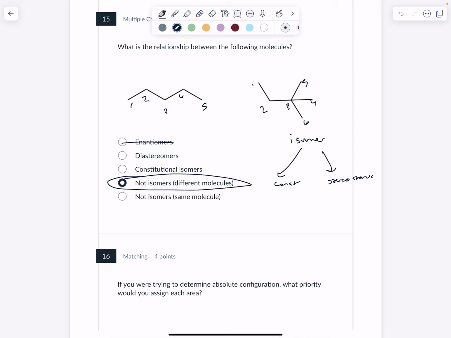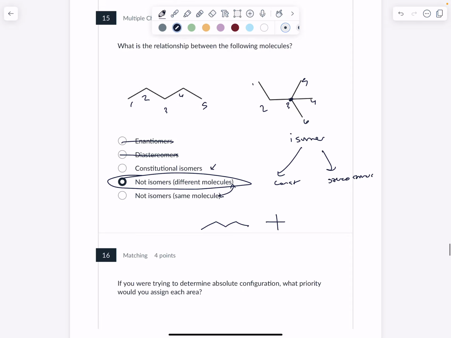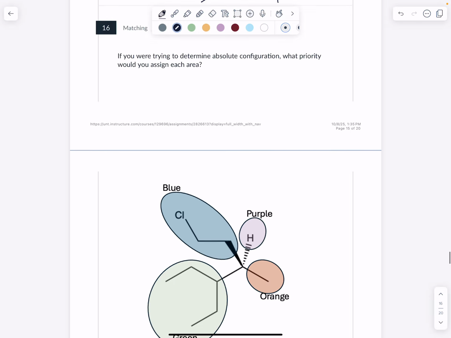So hopefully you could tell just from looking that they weren't going to be enantiomers because they don't look like mirror images, nor diastereomers because they don't look like they have the same IUPAC base name. So the only options are not isomer same molecule or not isomer different molecules, and these are different molecules. Or I guess it could have been constitutional isomers as well. But if we have 5 carbons, then this would be a constitutional isomer that has sort of the tert-butyl arrangement. So these are totally different molecules.